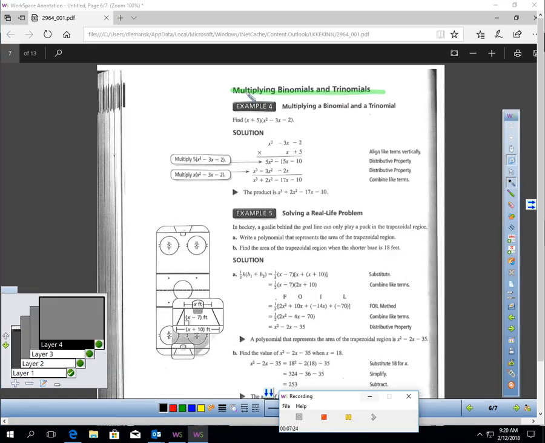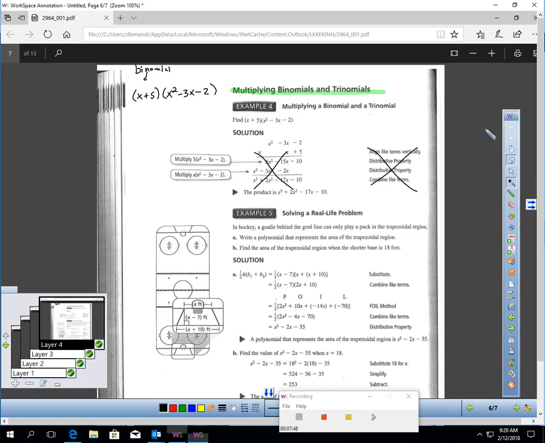This gets to multiplying binomials and trinomials. This gets to why I'm not a huge fan of FOIL. See, FOIL doesn't work anymore here because I don't have two binomials, but what I have taught you does work. Okay? We're not going to do the vertical method. We're going to distribute. So look at what I have here. I have a binomial. I have to double distribute. So let me do that.